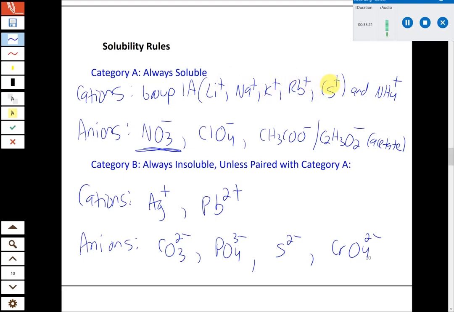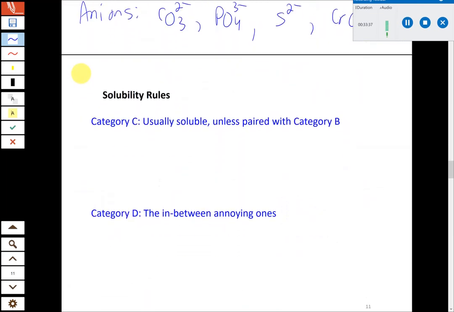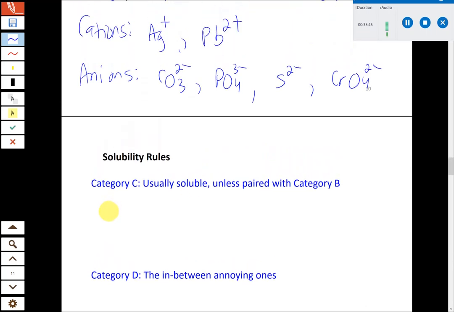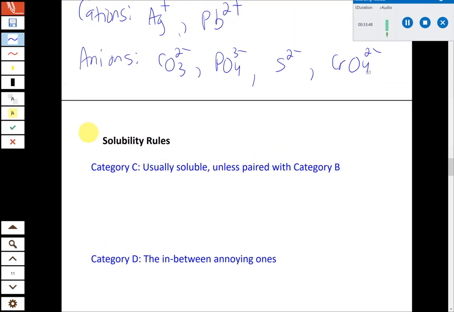So these are probably the ones you want to look for first, because these are fairly obvious ones, and if they show up in your problem, you can quickly identify that that compound is or is not soluble based on whether it has one or both of these ions in it. All right, and then we have another category, the usually soluble ones, unless they're paired with one of these cations, okay? So we have the halides. If this is our anion, Cl-, fluoride doesn't really fall into this category, but these three common halides, chloride, bromide, and iodide, do.